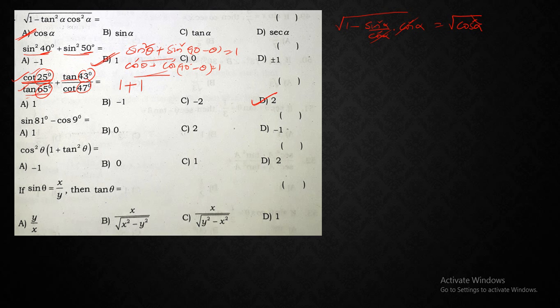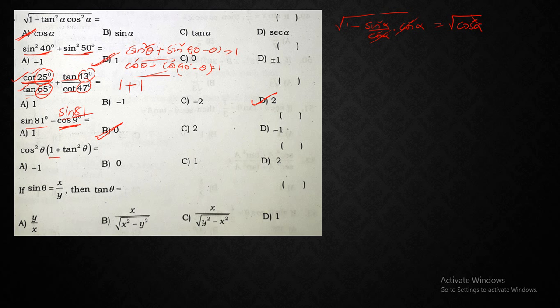Next, sine of 81 degrees minus cos 9 degrees. So cos 9 I can write as sine 81. So sine 81 minus sine 81 is 0. Okay, because sine of 90 minus theta is cos theta, no? So cos 9 can be written as sine of 90 minus 9. So sine of 90 minus 9 is nothing but sine 81.